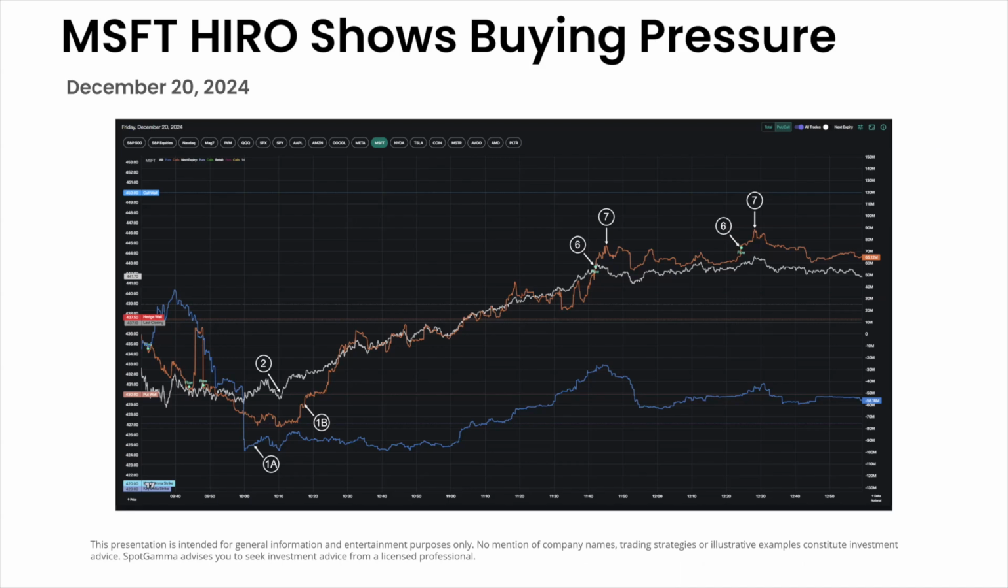Microsoft traded down to the 430 put wall and lower, and then chopped up and down around 430 until a few minutes after 10 a.m. Eastern Time. At 10 a.m., traders abruptly stopped buying puts, shown by label 1A on the chart. A few minutes later, Microsoft reversed higher at the 430 put wall, that's label 2 on the chart, and traders started buying calls, shown by label 1B.